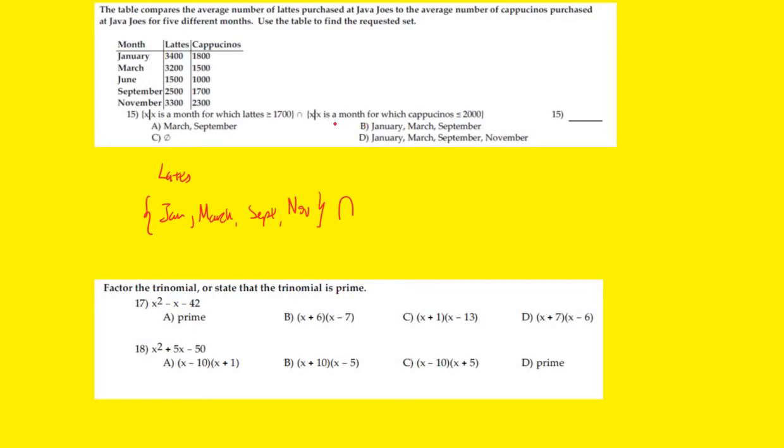Now we go here for X is a month in which a cappuccino is less than 2,000. Less than 2,000 is everybody except for November. So it's going to be January, March, June, September.